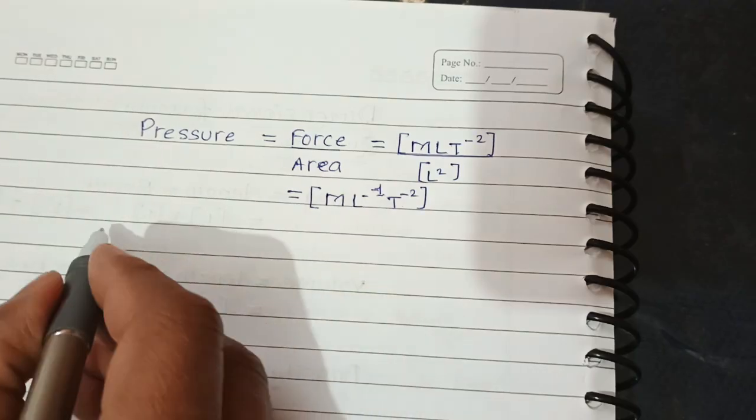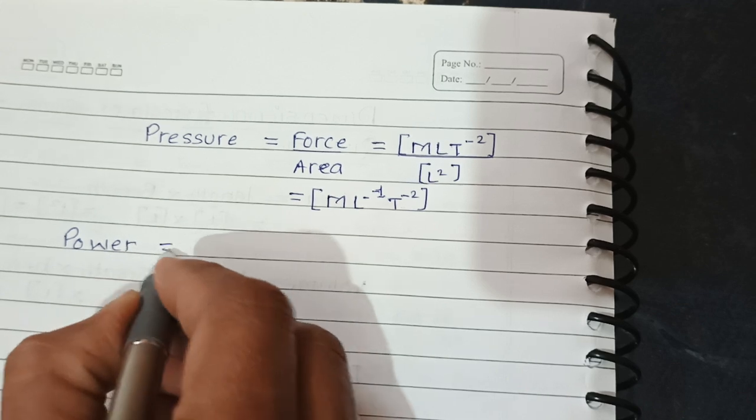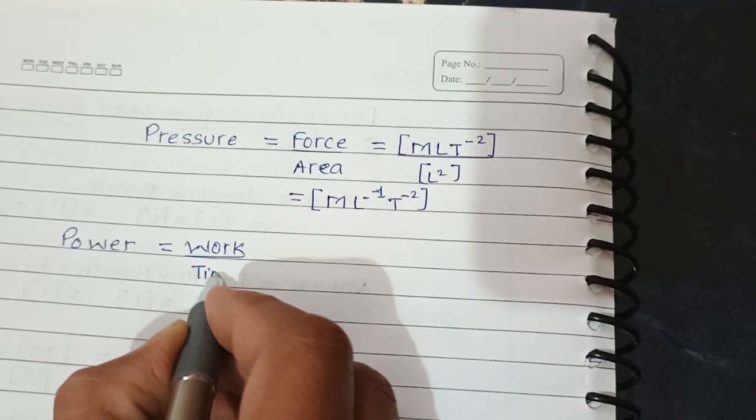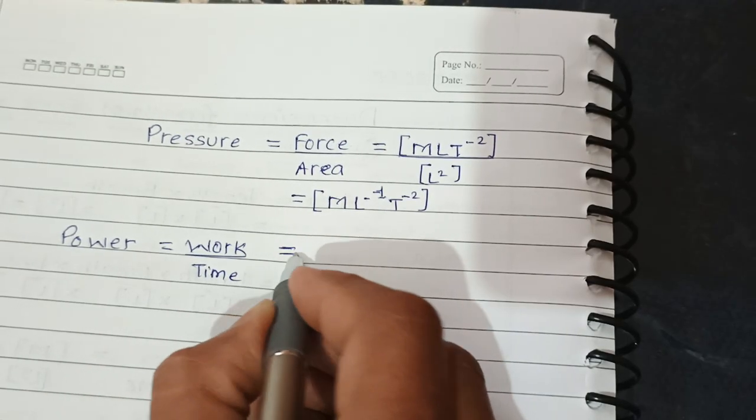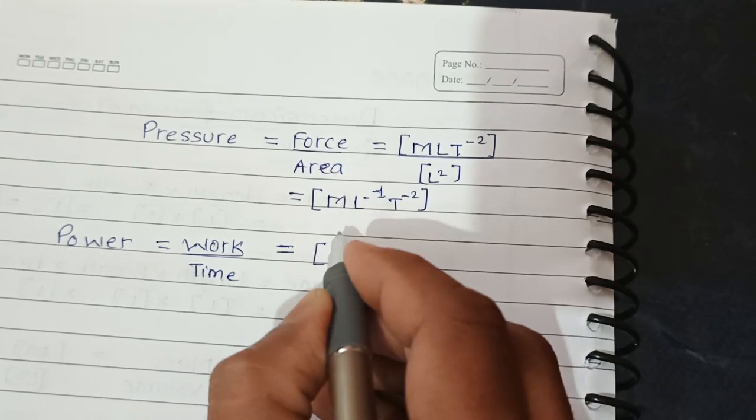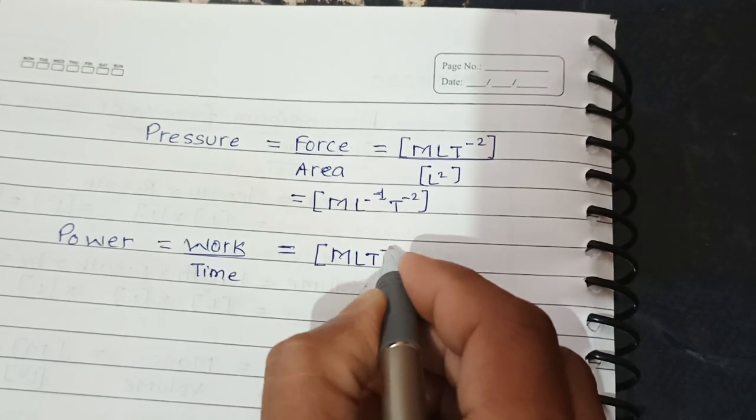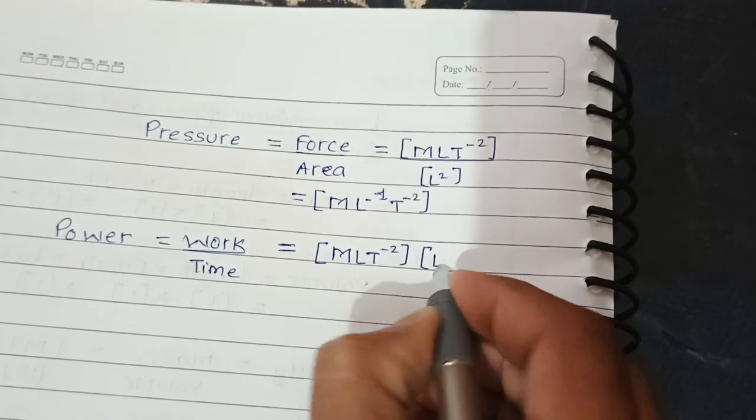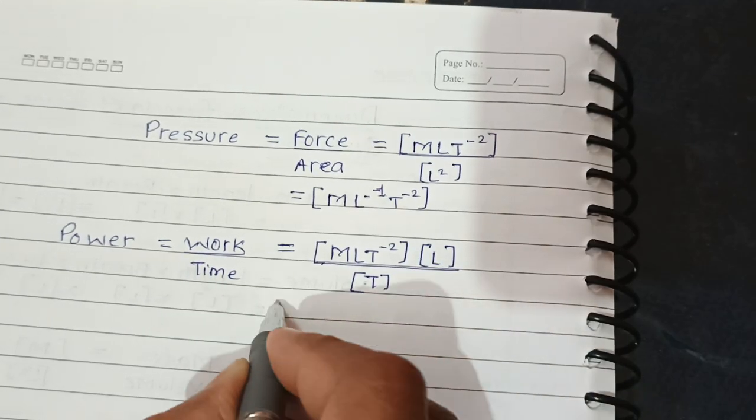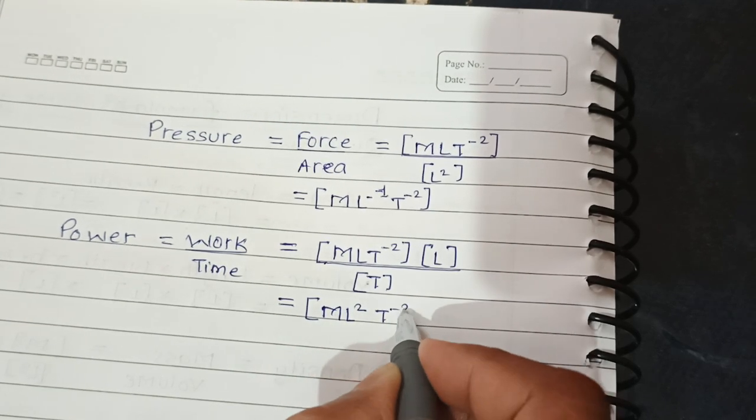Now power. Work upon time. Work is force into displacement. So M L T minus 2, displacement is L and time is T. So that is M L square T minus 3.